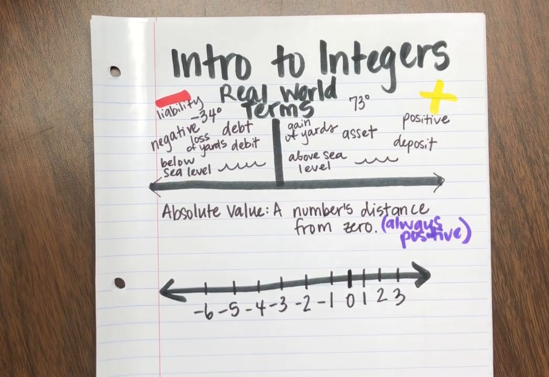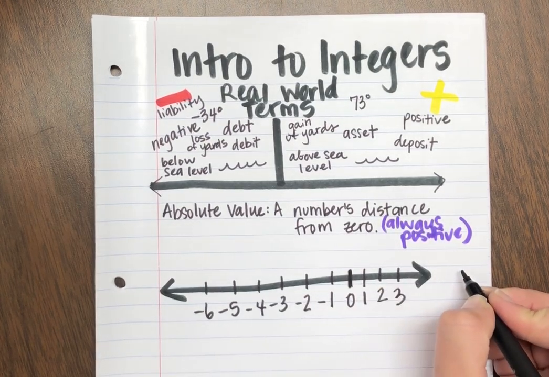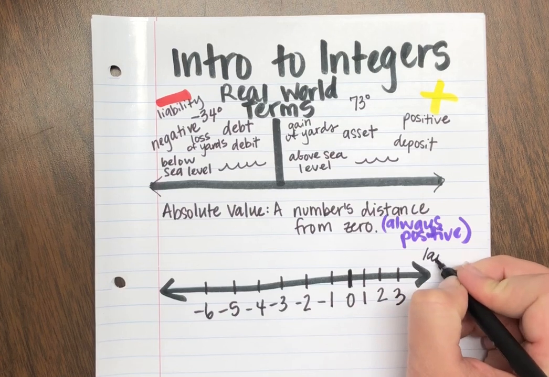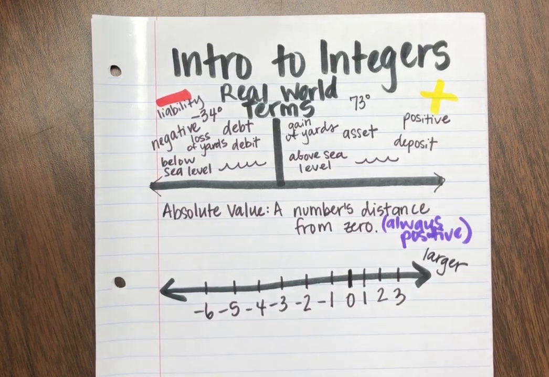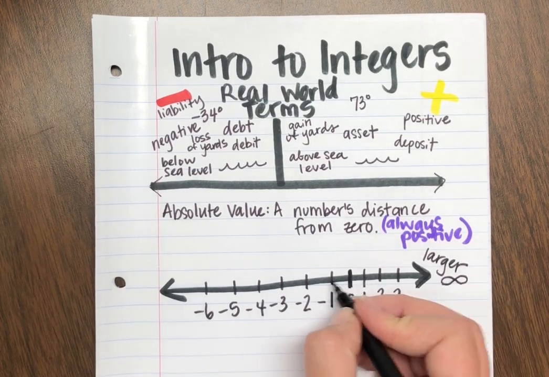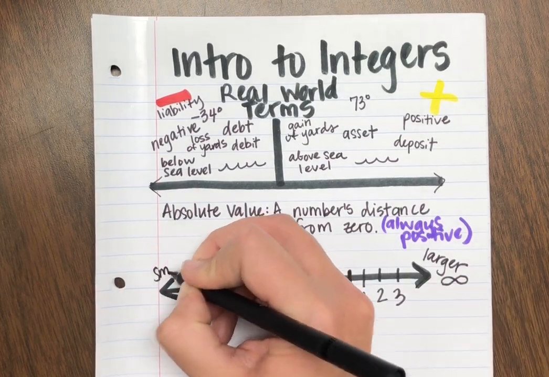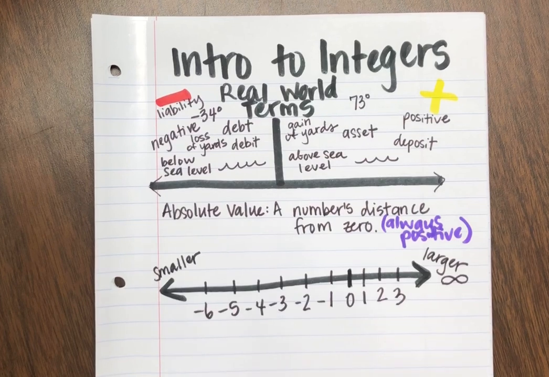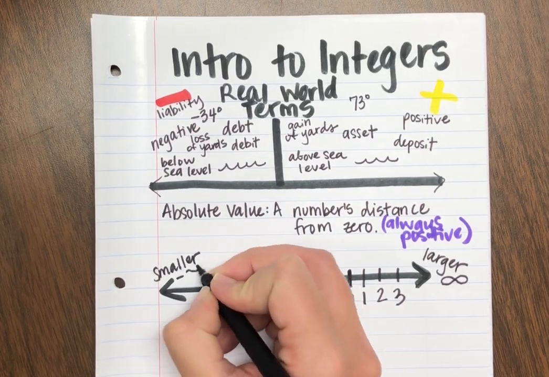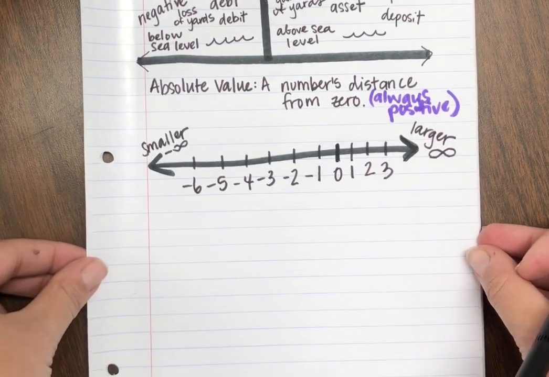So let's just talk through some things with our number line. As we go from 0 to the right, our numbers get larger. And because of this arrow, they would go all the way to positive infinity. They could continue to count and count, right? In the opposite direction, if we're going to the left, our numbers don't get larger, they get smaller. And they would actually go all the way to negative infinity. Just some things to keep in mind when you're looking at number lines, right?